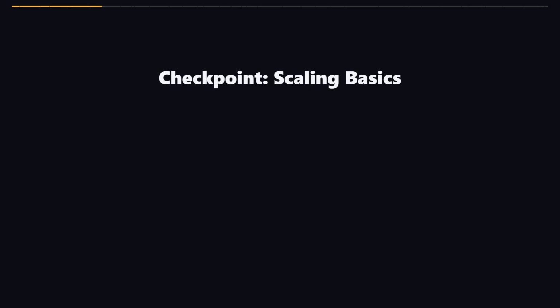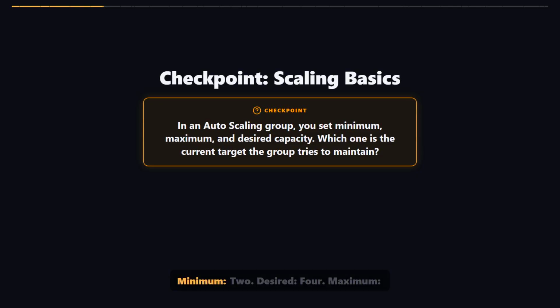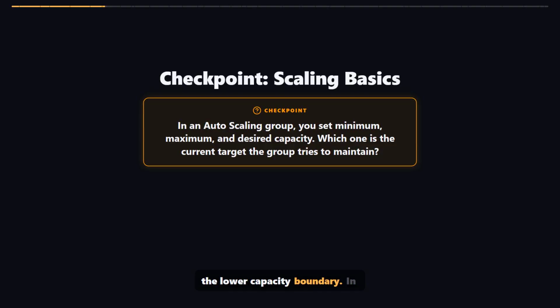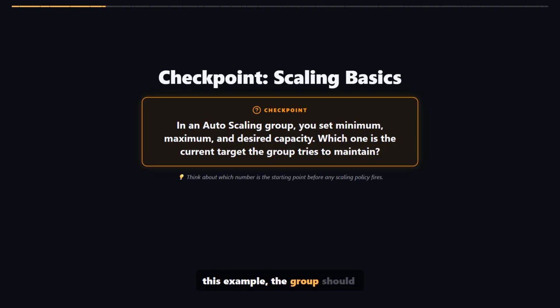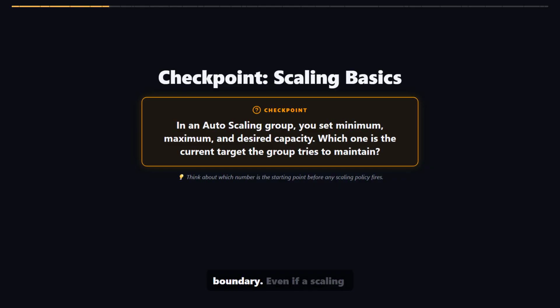Every auto-scaling group has 3 capacity values you need to understand: minimum, maximum, desired. Let's use a simple example. Minimum, 2. Desired, 4. Maximum, 10. Think of minimum as the lower capacity boundary. In this example, the group should not intentionally scale below 2 capacity units. That might exist because the application needs multiple instances for availability or because you know a certain baseline is always required. Next is maximum. That's the upper capacity boundary.